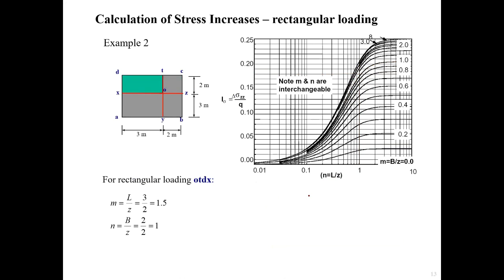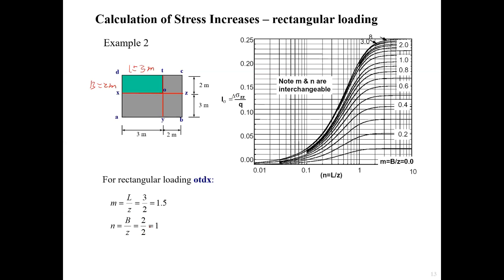How about the second case? This time, because it's a rectangle, it's no longer a square, so we take the longer length as L. This is L, that's 3 meters, and this is the shorter length, so B equal to 2 meters. And Z, again, is 2 meters. So M equals L over Z, that's 1.5, and N equals B over Z, so that's 1.